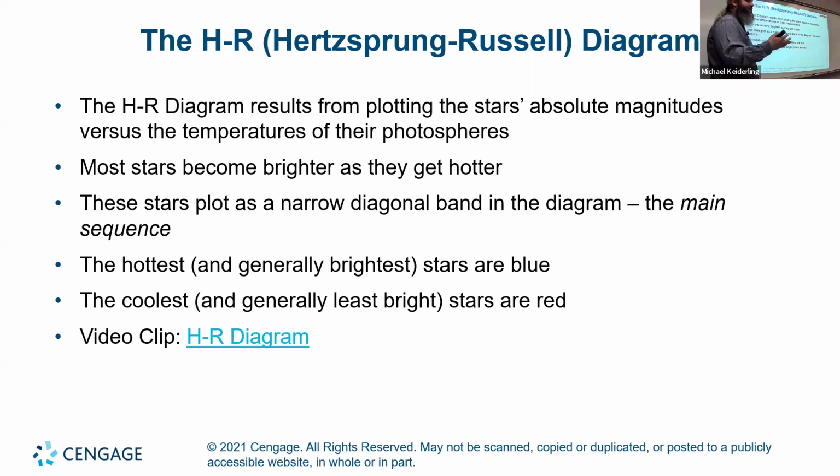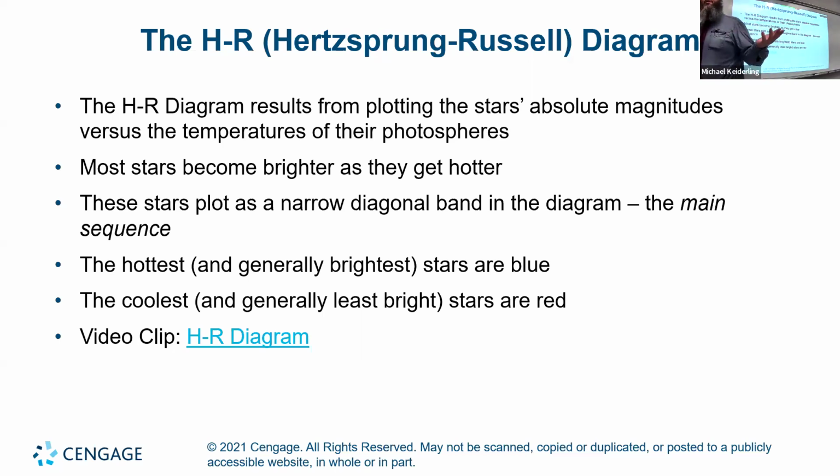Most stars become brighter as they get hotter. The hotter a star is, the brighter it is. And these stars plot as a narrow diagonal band in the diagram that's known as the main sequence. So about 90% of the stars in the sky fall on this diagonal band called the main sequence. And the remaining 10% or so of stars fall in some of the other categories.